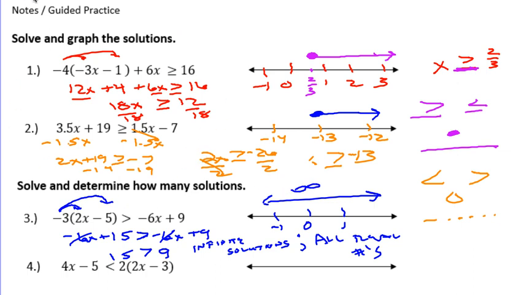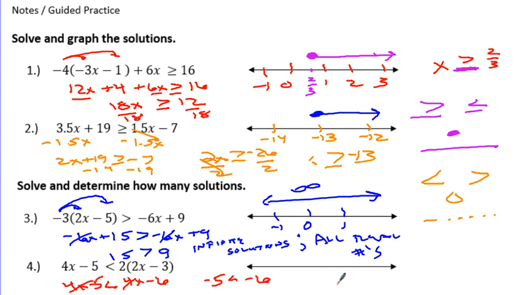For the second one here, when we distribute, we get 4x minus 6 is greater than 4x minus 5. So right away we should be able to see we have 4x on each side. Those cancel. Negative 5 is less than negative 6. Well, negative 5 is less than negative 6. This is not a true statement.